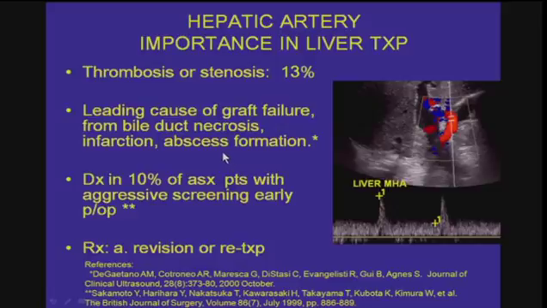And the thing that's great about ultrasound is even in asymptomatic patients, we can diagnose this complication in up to 10% of the time if we screen these patients aggressively postoperatively. And the way you take care of the hepatic artery is basically arterial revision or retransplantation. So here you can see actually a normal hepatic artery with a rapid upstroke and good diastolic flow, and you can see it easily here on color as well.